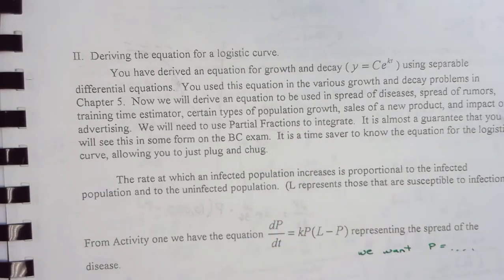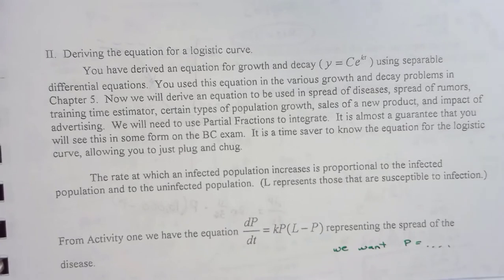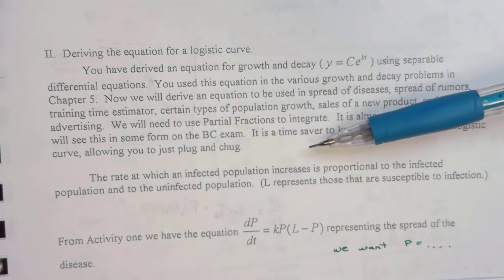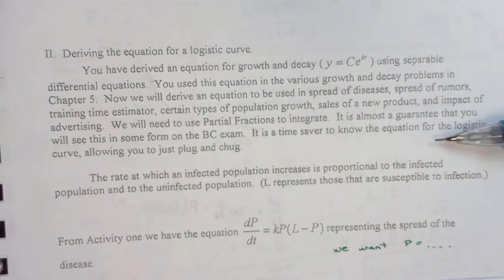So it is almost a guarantee that you're going to see this in some form on the BC exam. It is a big topic, so it will be helpful for you to know once you have your equation in differential form how to get it into the solution form. So the rate at which an infected population increases is proportional to the infected population and the uninfected population. The rate of growth is proportional to the people that have it times the people that don't. Okay? And we want P as a function of time.